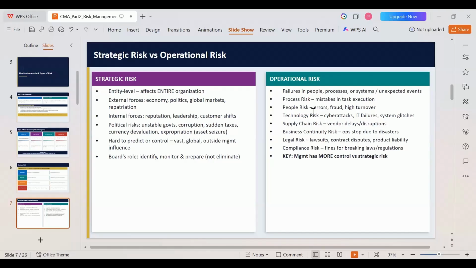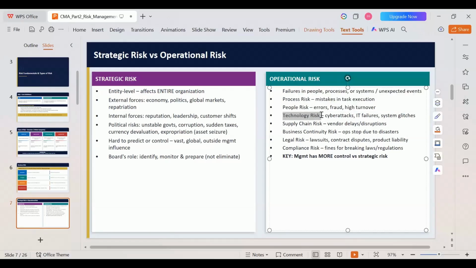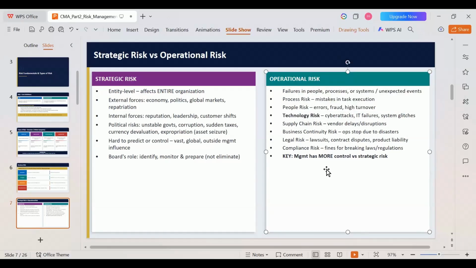Okay. So then comes people risk. There are many errors and frauds that people commit in a firm. Those risks, those errors again cause operational risk. Then comes technological risk. Right now, technological risks are higher in frequency when compared to other risks. These involve cyber attacks, IT failures, system glitches, and many more.